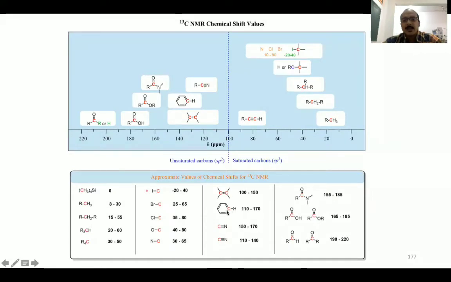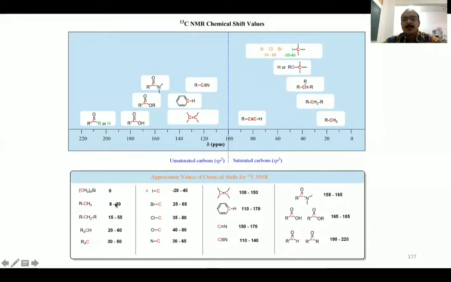If it is aromatic carbon, then it is 110 to 170. If it is imine carbon, 150 to 170. If it is nitrile carbon, it is 110 to 140. If it is carbonyl carbon of the amide function, then it is 155 to 185. If the carbonyl carbon is from carboxylic acid or ester, then it is 165 to 185. If the carbonyl carbon is from aldehydic or ketonic group, then that will have the more deshielded value of 190 to 220. These values are all approximate values.